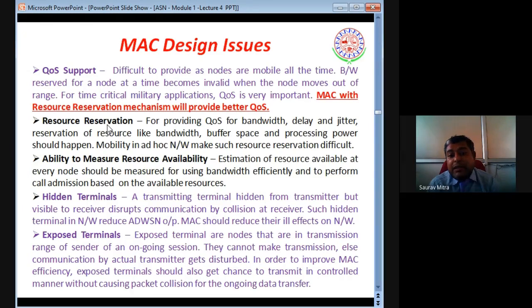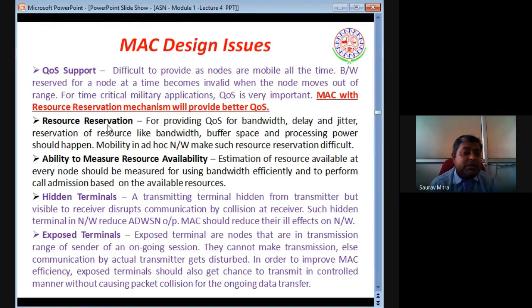Ability to measure resource availability. So at every instant of time, the MAC protocol should know how much resource is available with any sensor node, and depending on that, the MAC protocol will be allocating the work to the sensor nodes.